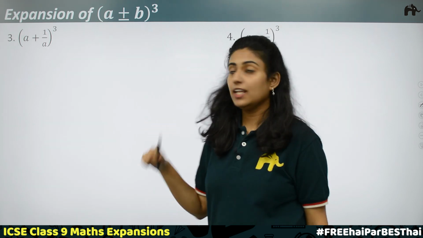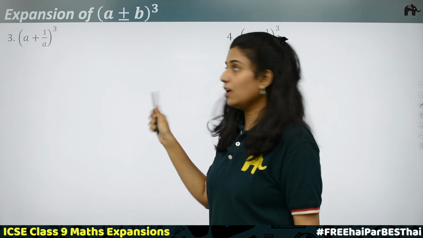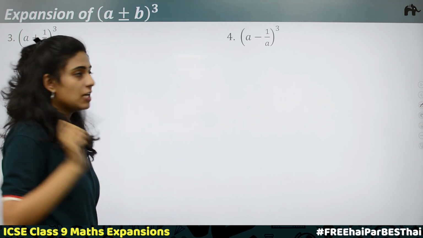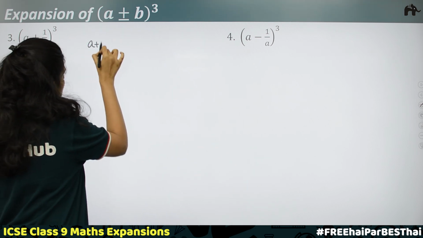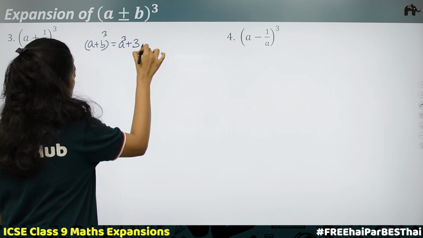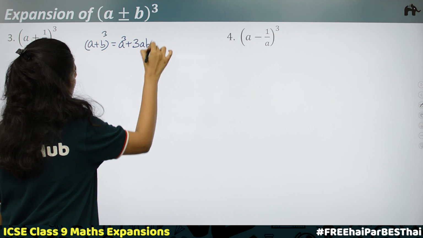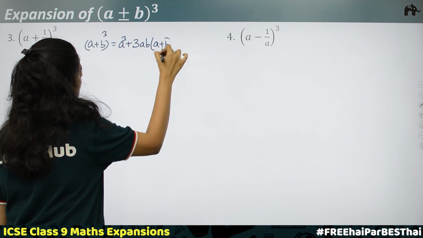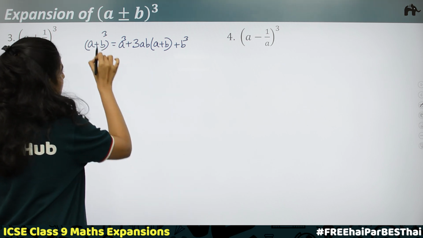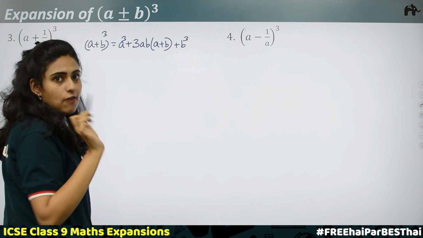Clear? So next, (a plus 1 by a) whole cube. This is of the form (a plus b) whole cube. In place of b, we have 1 by a. (a plus b) whole cube is equal to a cube plus 3ab into (a plus b) plus b cube. Okay. So here in place of b, we are going to substitute 1 by a.